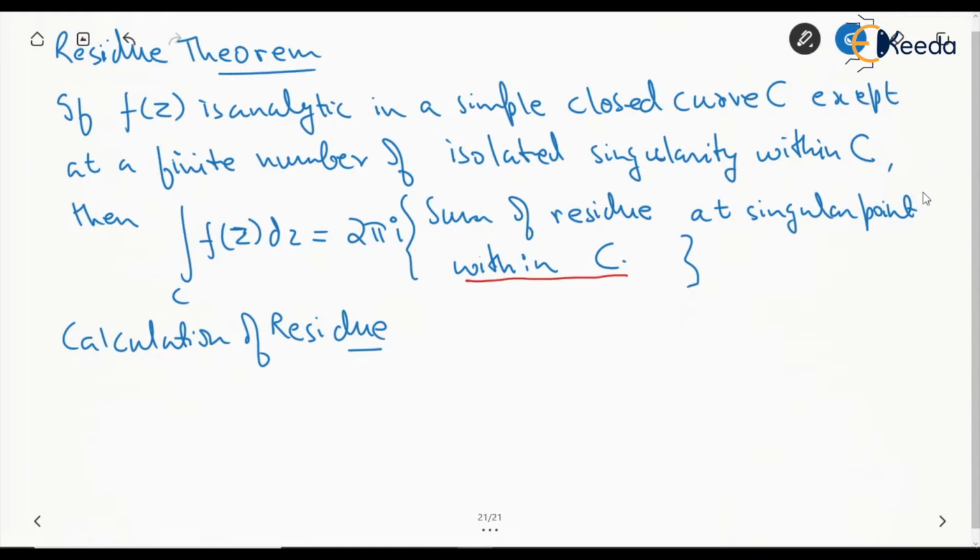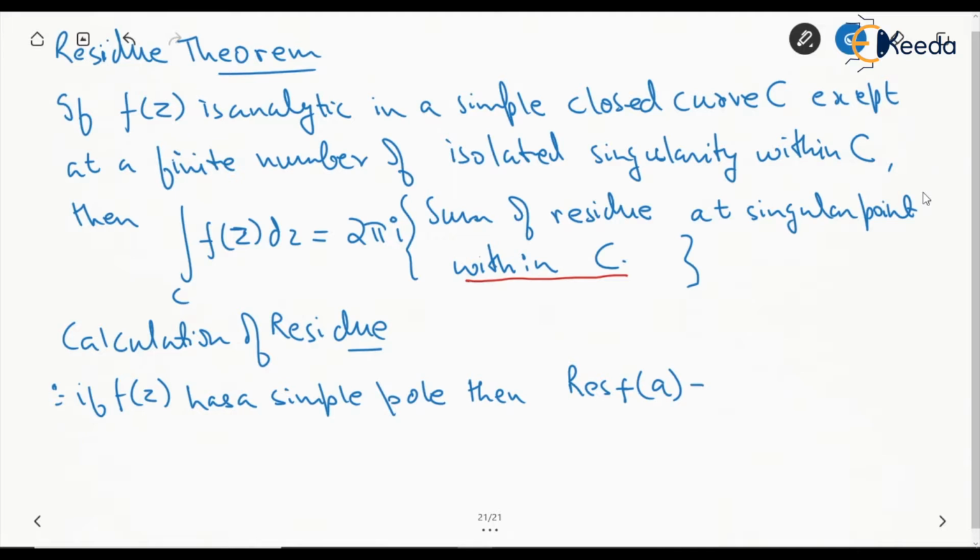It is, if f of z has a simple pole, that is of order 1, obviously simple pole means of order 1, then residue at, let's say, point A is given as limit, then residue is given as f of A limit z tends to A for z minus A into f of z.